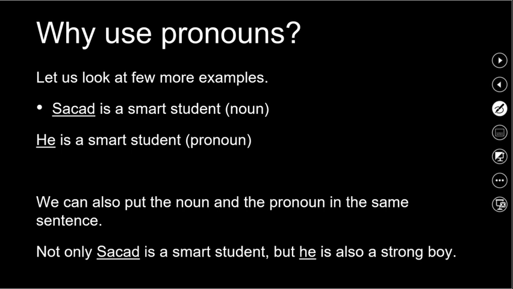Who can identify where the pronoun in this sentence is? Well, the pronoun in this sentence is he. It's already been underlined. That's a subject pronoun. So this is where you use the noun and the pronoun within the same sentence. That's perfectly okay. You have Sa'ad as the noun, and in the second part after the comma, but he is also a strong student. The word he is a subject pronoun. We'll get into the types of pronouns later on.